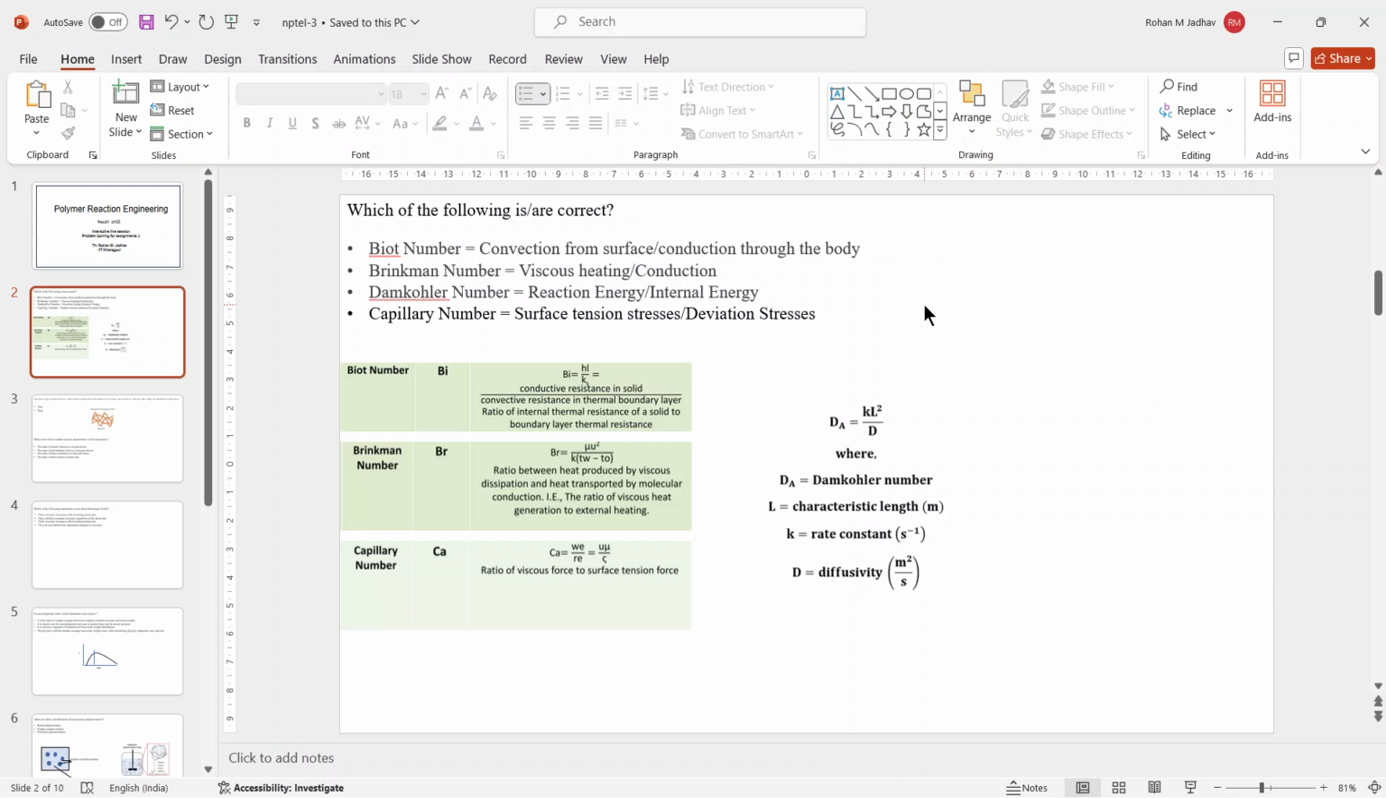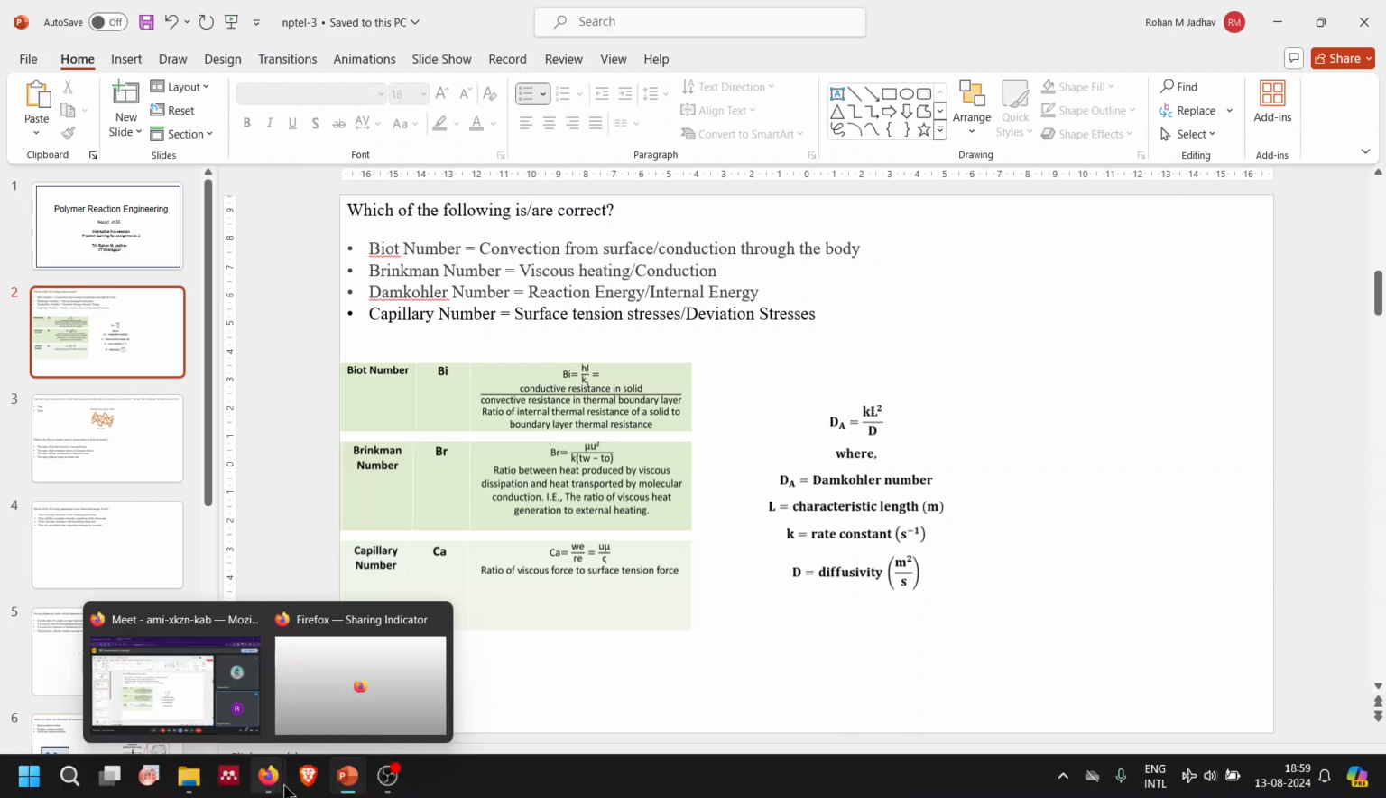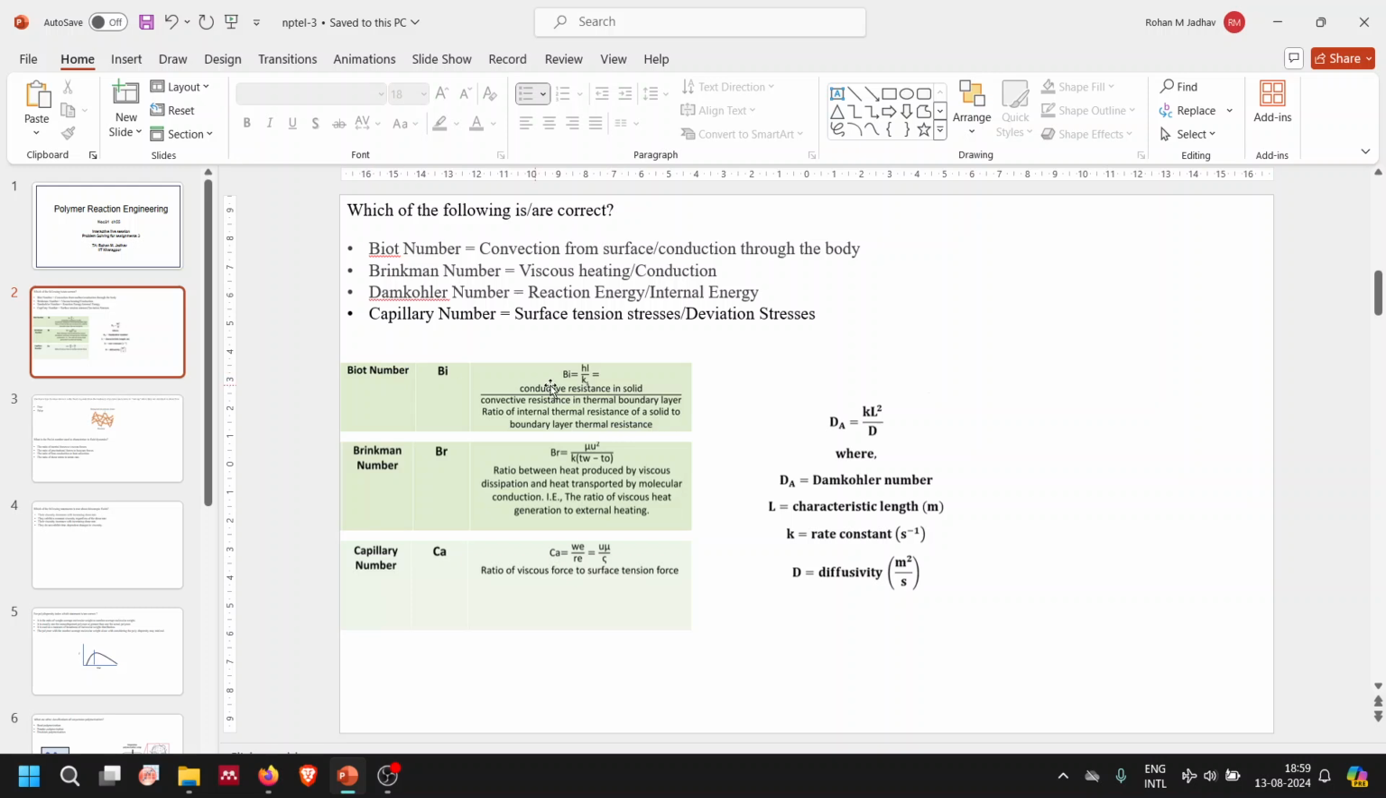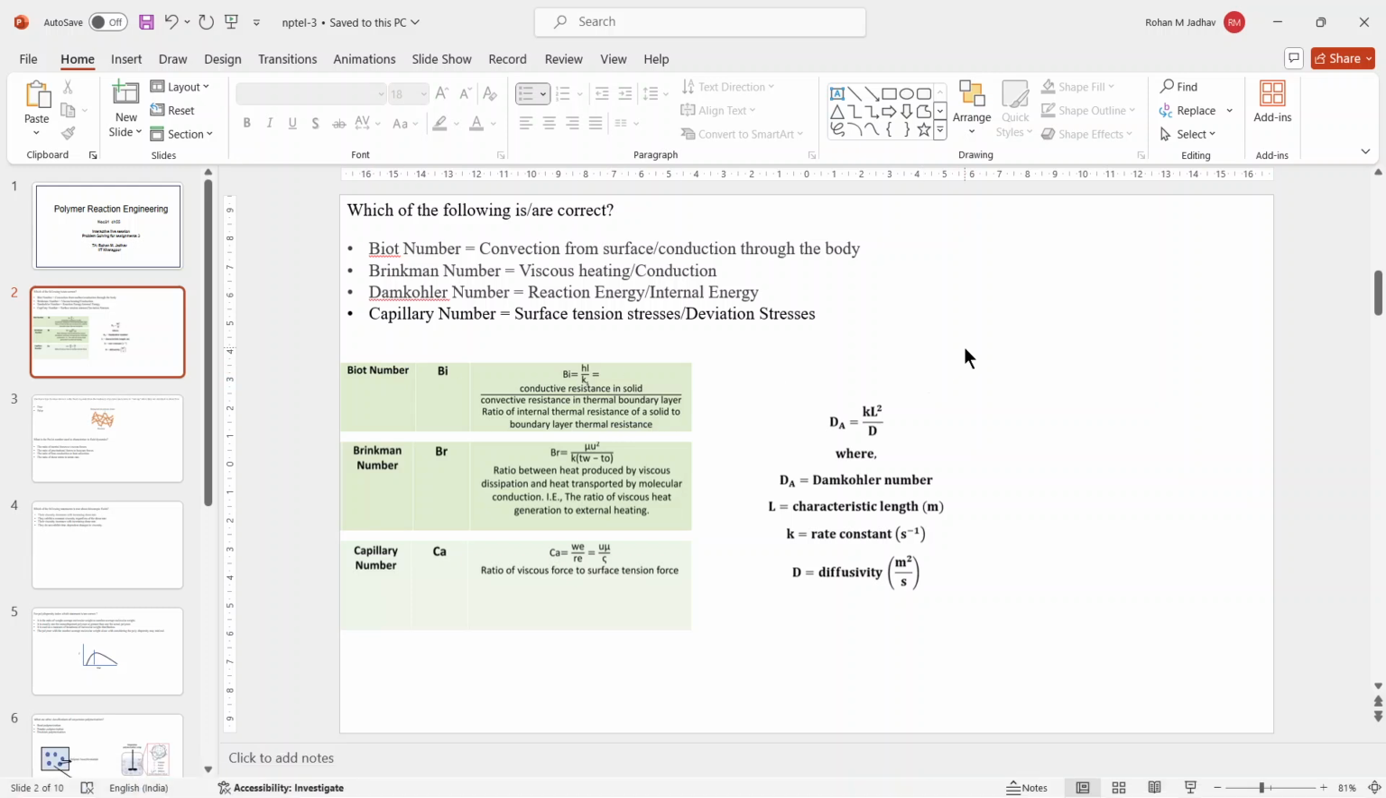Next we have the Brinkman number. What's happening in Brinkman number is that we have the ratio between the heat produced by the viscous dissipation and the heat transported by the molecular conduction. So how can that be understood? We can see right here in the definition it's saying the viscous heating divided by the conduction. And the Brinkman number's definition right here is saying the viscous dissipation, mu multiplied by u squared, divided by k(T_w - T), which can be seen right here.